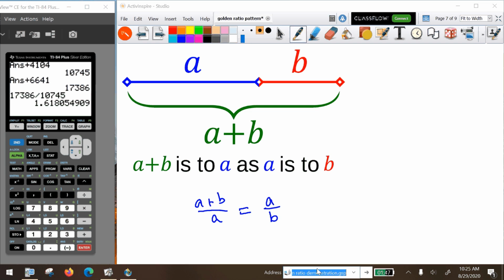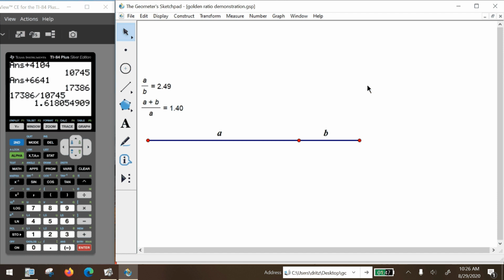I could show you what that looks like right here, this little demonstration. Right now it's not set up that way. You can see that the ratio of A to B is 2.49 and the ratio of A plus B to A is 1.4. But if I adjust the way this is set up, I can actually get it to where they're equal. Let's see. And what do you know? They happen to be equal at 1.62, which I think you realize by now is really close to that number that's written on my calculator screen, 1.618. And it turns out that this geometric property happens at exactly the golden ratio.